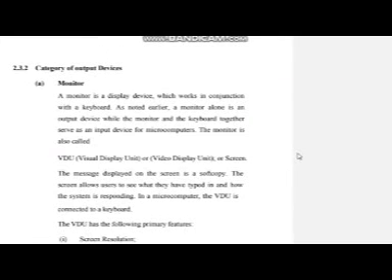So, categories of output device: you have your monitor, which is called your visual display unit or your video display unit, or screen. That's your monitor.